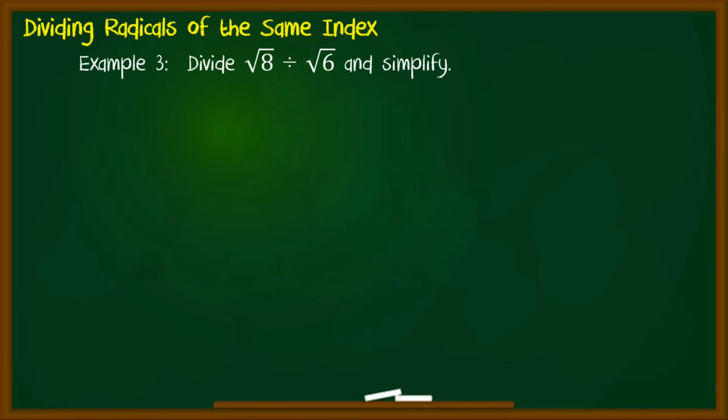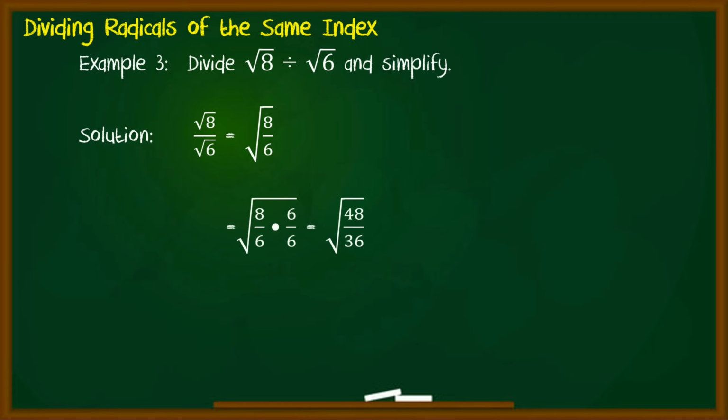Example number 3. Divide square root of 8 divided by square root of 6 and simplify. For our solution, we have square root of 8 over square root of 6. That is also equal to the square root of 8 over 6. If you will try to observe, the radicand 8 is not divisible by 6. So what we do is we rationalize the denominator.